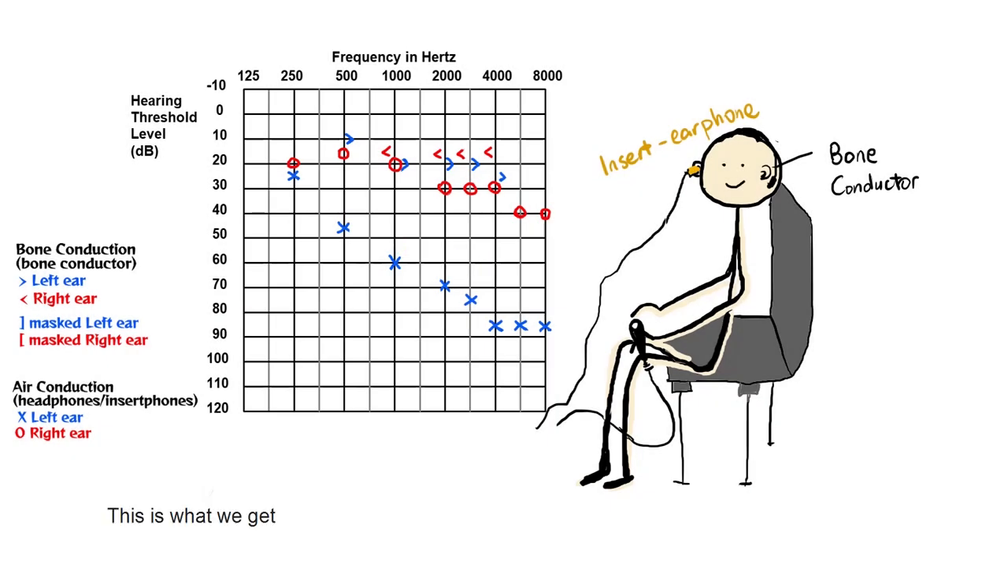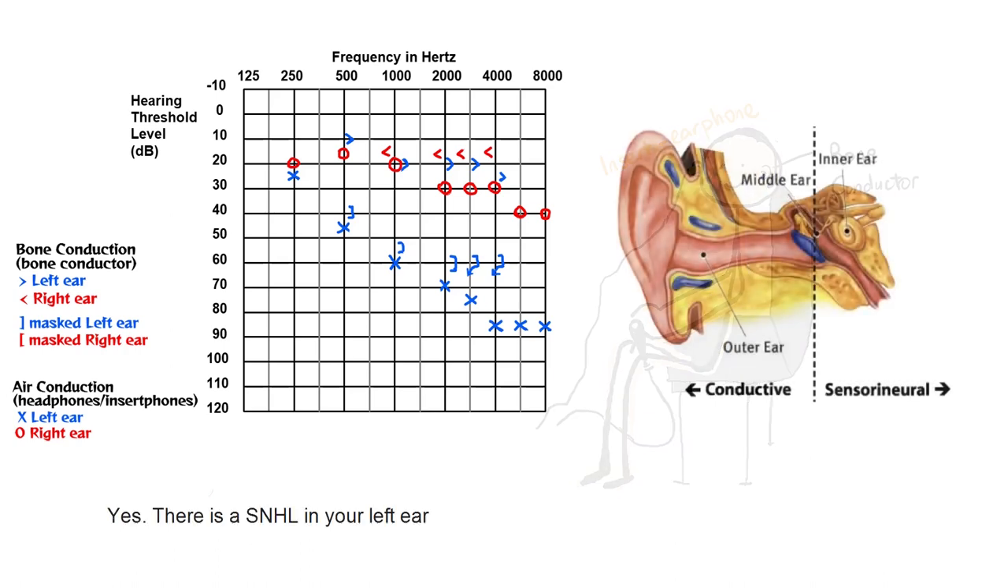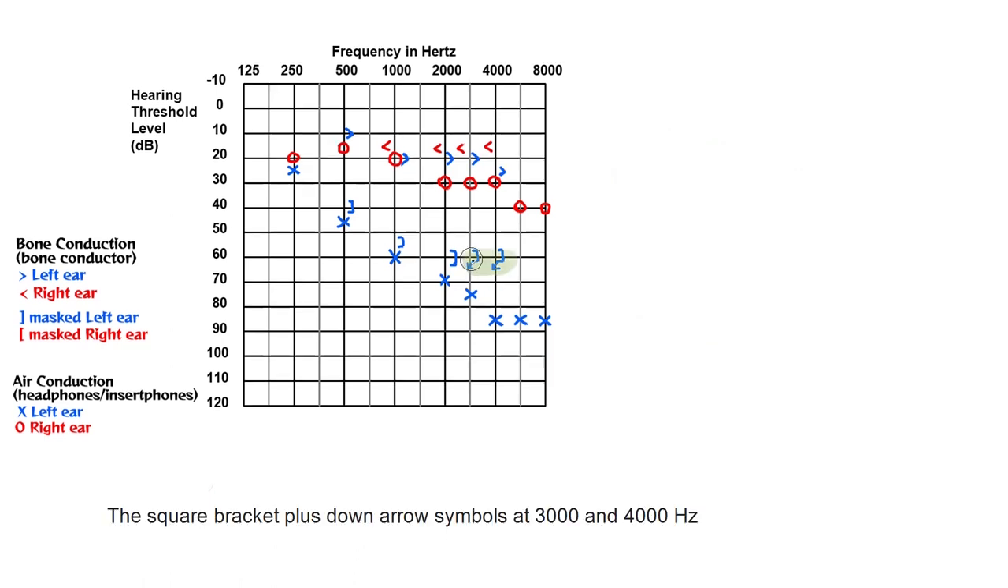This is what we get. The square bracket symbols indicate the masked bone conductor thresholds, or BC thresholds. I see. My left ear is down. Yes. There is a sensorineural hearing loss in your left ear. The square brackets plus down arrow symbols at 3000 and 4000 Hz indicate that no response was obtained at the audiometer limits, which suggests that your hearing at these frequencies can only be worse than 60 dBHL.